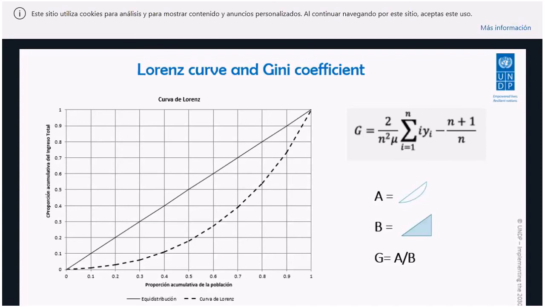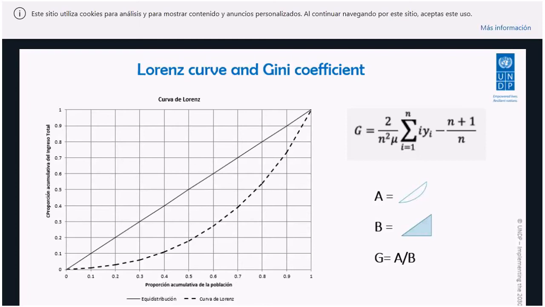So if a Lorenz curve is closer to the equidistribution line, then it's more equal. And if it's closer to the lower right-hand side point, then it's more unequal. And when the Lorenz curve crosses, then it would be harder to know which income distribution is more equal than the other. But we have the Gini coefficient.